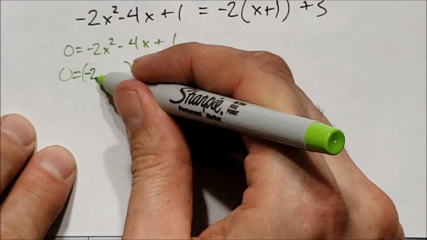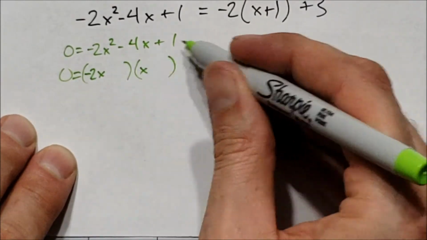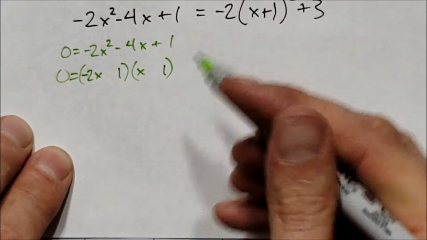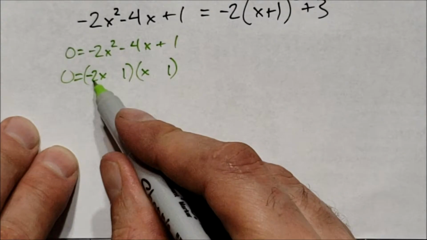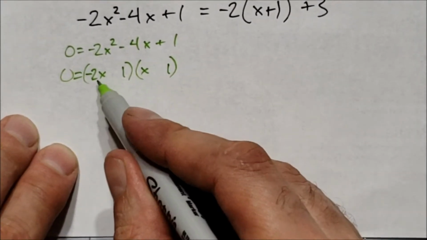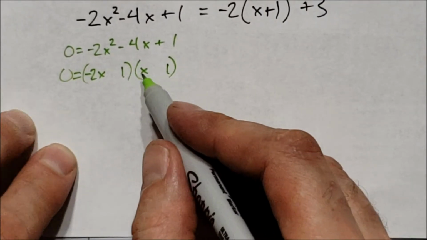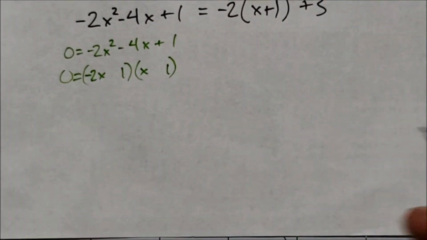Well, we'd have to have a negative 2x and an x for our first term here. For our last term we'd have to have a 1 and a 1. But no matter how we slice it, negative 2 times 1 plus a 1 times x, we're going to have a negative 3x or a negative 1x, or we're going to have a 1x or a 3x.